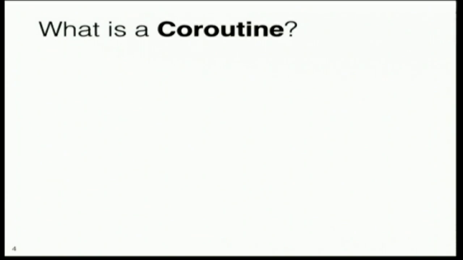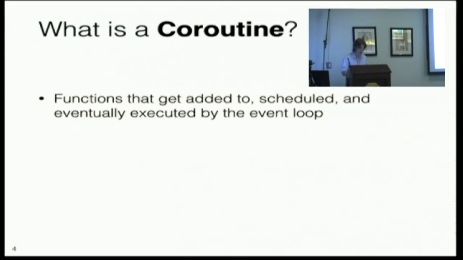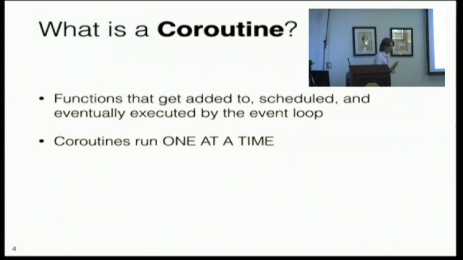Coroutines are the core of asynchronous programming. These are the functions that are actually running one at a time in the event loop. So they get added to, scheduled, and executed by an event loop. Keep in mind that they only run one at a time. So this is different than threads, where you have everything running simultaneously.